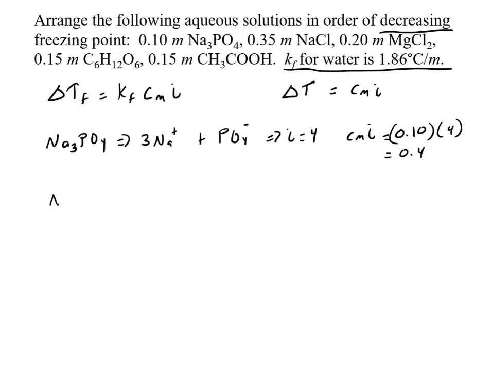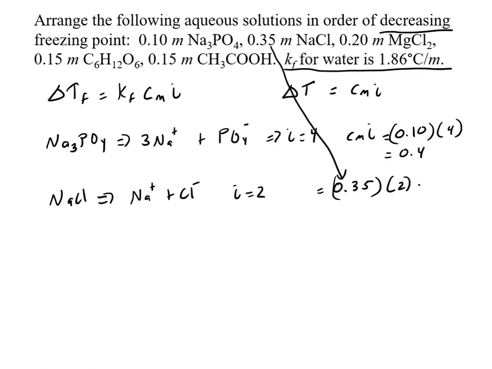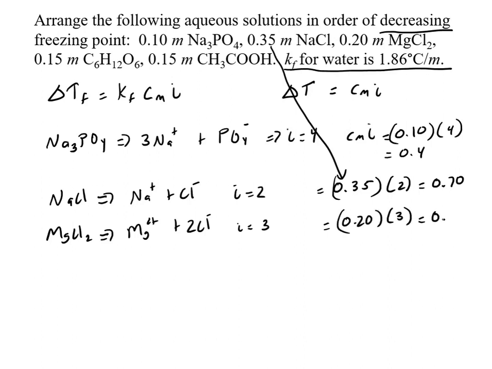I'm going to do the same thing for the sodium chloride, NaCl. When I break that into ions, I get Na plus and Cl minus. That means that my i is equal to 2. So I have the concentration of 0.35, which is coming from up here, times the 2, gives me 0.70. Magnesium chloride, I just showed you that one, but that's okay. It's 1 magnesium plus 2 chlorides, so my i is equal to 3. So that's 0.20 times 3, gives me 0.60.